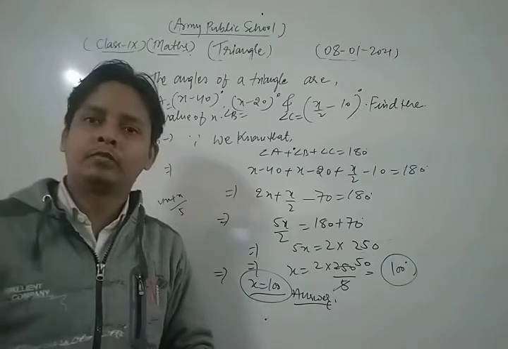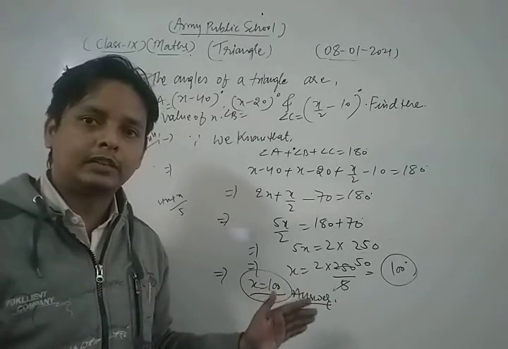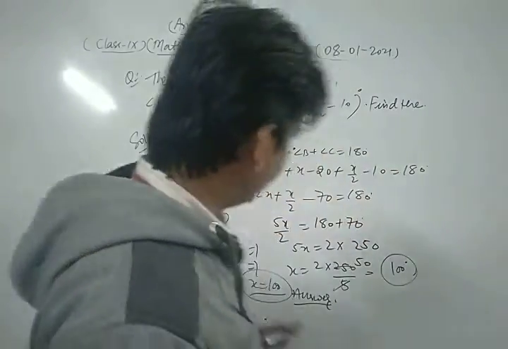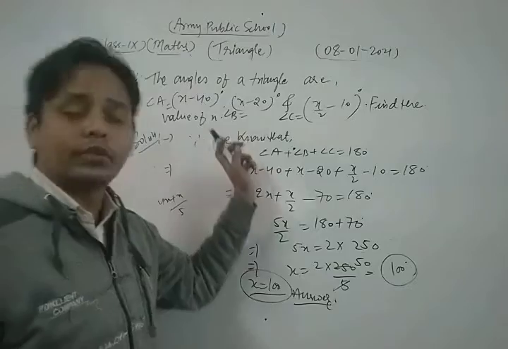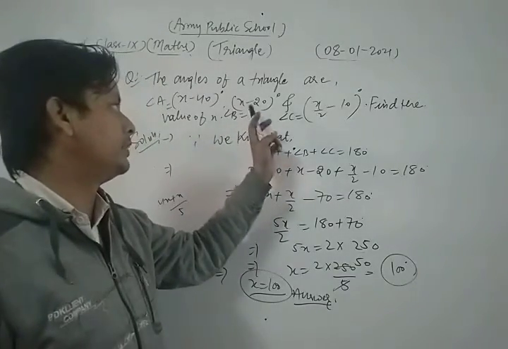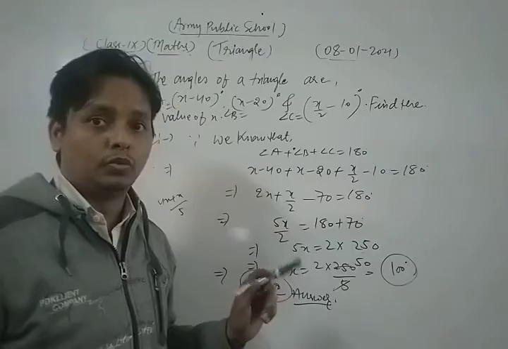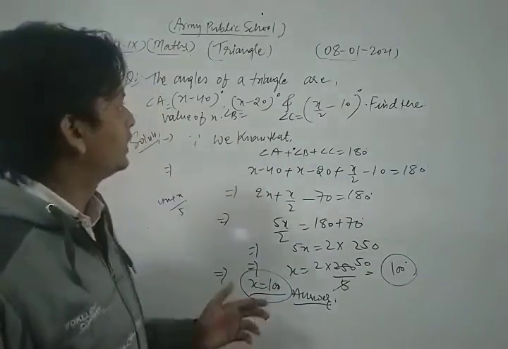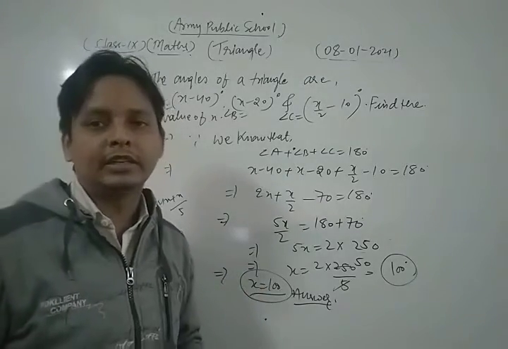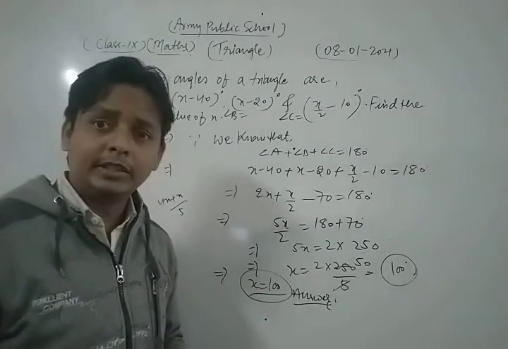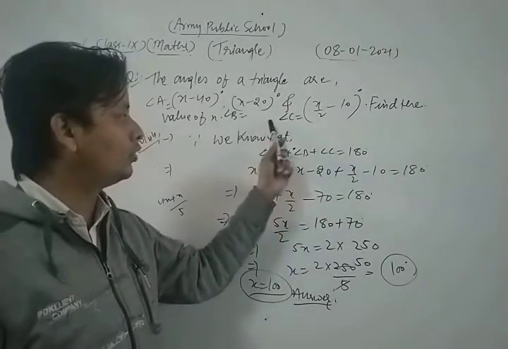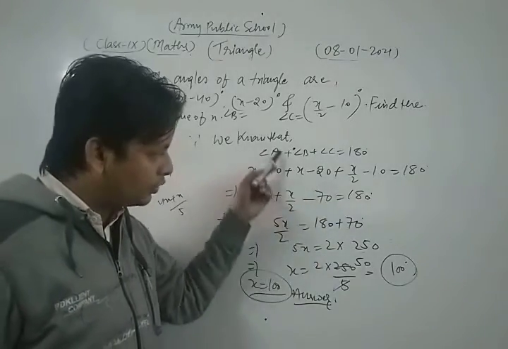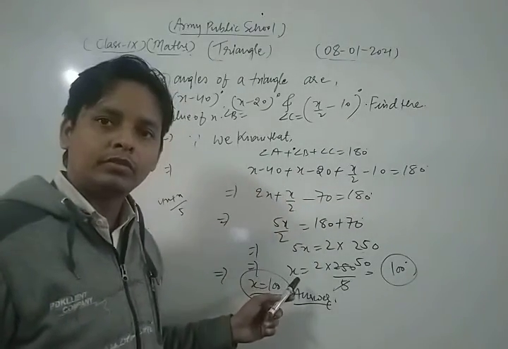So in this way, this is the method to solve that type of question. Let's see once more. What is the question? Its answer is 100. Here we have the angles of a triangle, and we take angle A, B and C. We find the value of x by applying the concept that the sum of all angles of a triangle is 180 degree. We put the value of angles A, B and C respectively, and in this way we get this result. After solving, we get the value of x.